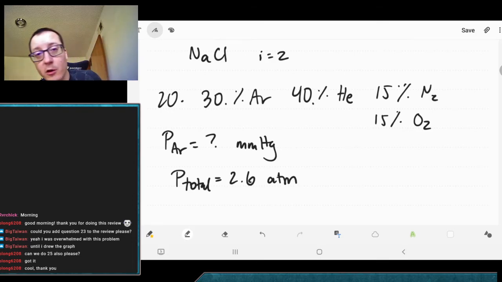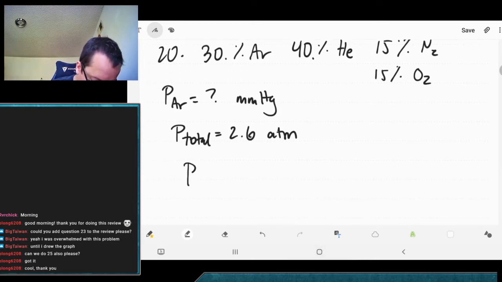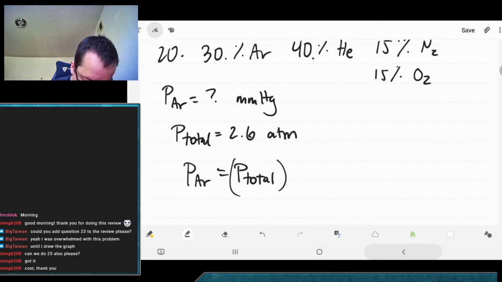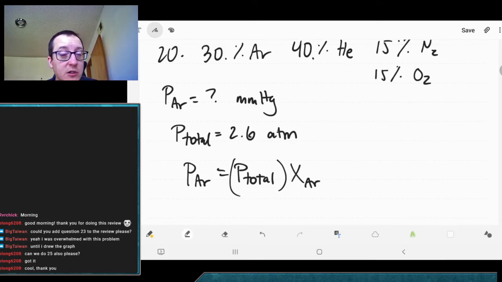We can convert our total pressure into millimeters of mercury, or we can wait and do that at the end. Doesn't matter, any of them will work. Let's keep it in atmospheres for now. Remember that the partial pressure of a gas will be equal to the mole fraction, the percentage, times the total pressure.